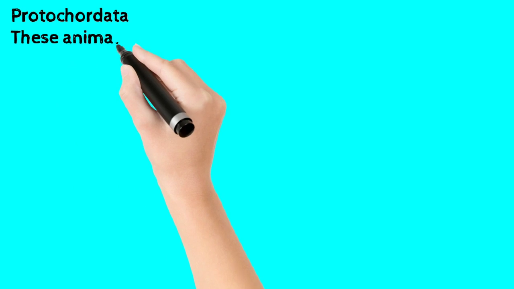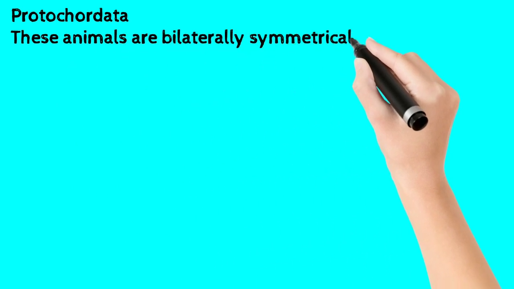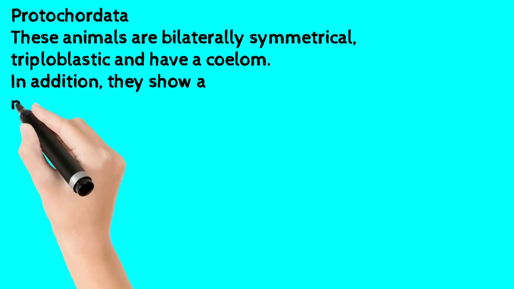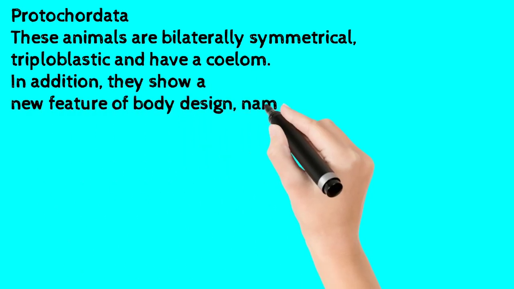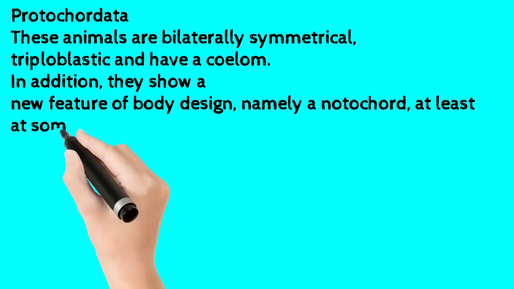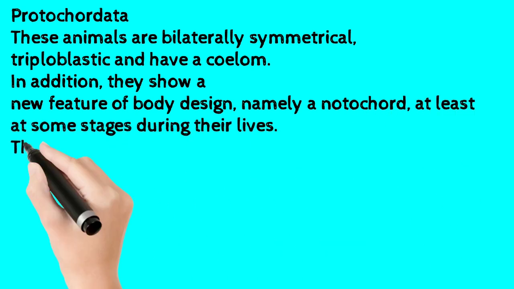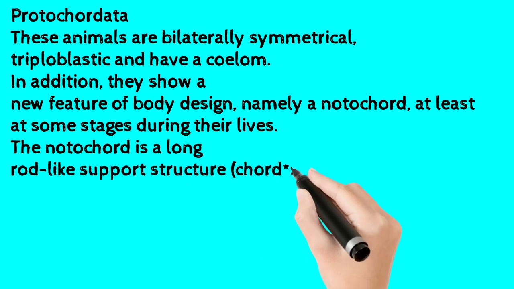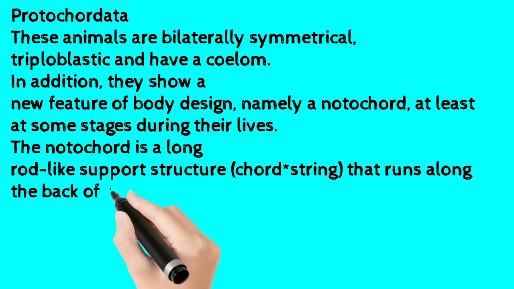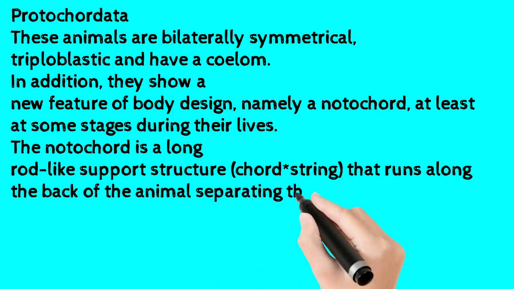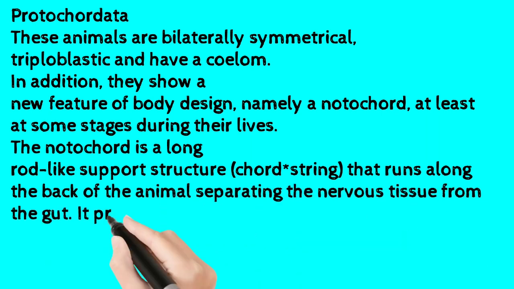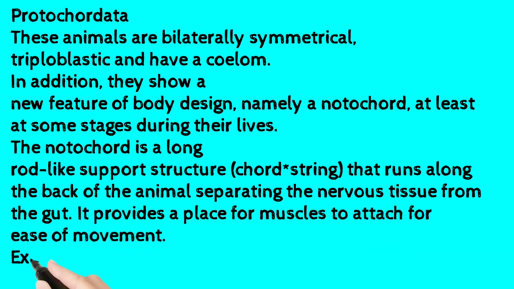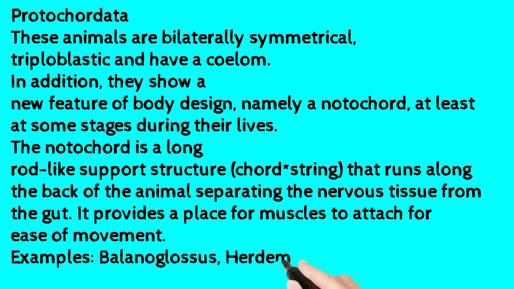Protochordata. These animals are bilaterally symmetrical, triploblastic and have a coelom. In addition, they show a new feature of body design, namely a notochord, at least at some stages during their lives. The notochord is a long rod-like support structure that runs along the back of the animal, separating the nervous tissue from the gut. It provides a place for muscles to attach for ease of movement. Examples: Balanoglossus, Herdmania and Amphioxus.